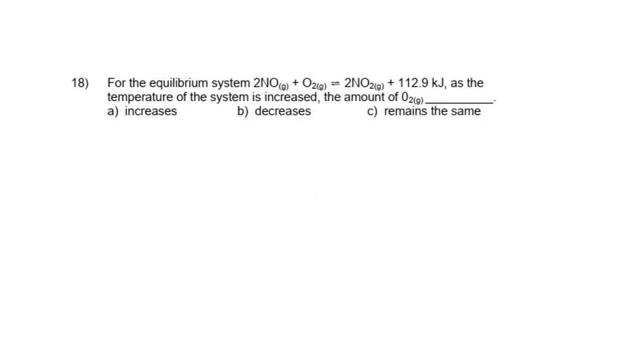Number 18 next. For the equilibrium system, as the temperature increases, what happens to the amount of oxygen? So again, temperature increases. So that's our stress. So we're adding heat. So remember what that means. You want to shift away from what's added. All right, so if we're adding energy, here's our energy. We want to shift away from the energy. So we want to shift left.